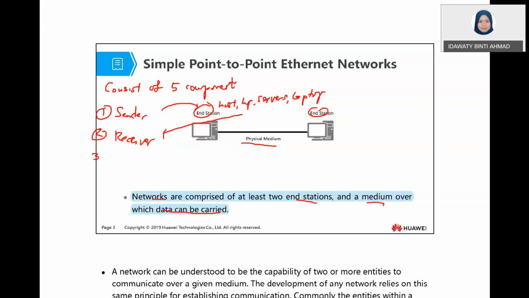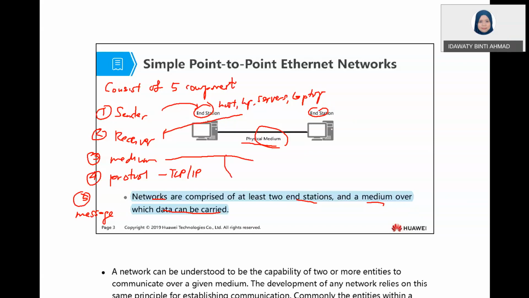Number three, this one is medium. And also you must have a protocol, a protocol that defines how these hosts can communicate. In this case, we use TCP/IP; the standard is TCP/IP. And number five, we must have a message. If you forgot these five parts, please refer to your datacom slides. So we have these five: sender, receiver, medium, protocol and message.